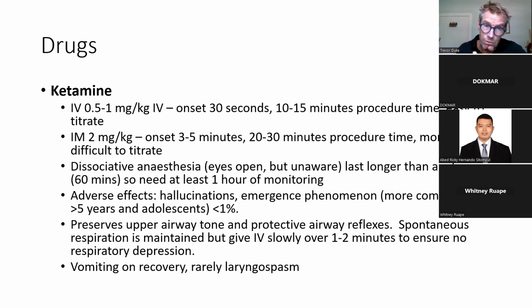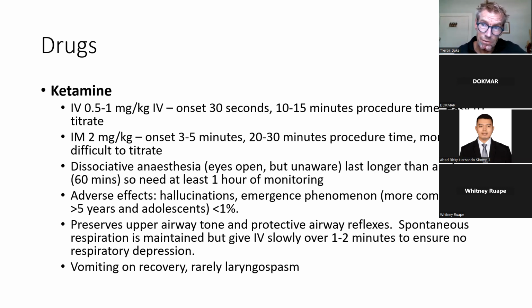And then if the 0.5 milligram per kilogram works well, then I give the other half easily, no problem. If you're giving it IM, then you need to give a double dose, 2 milligrams per kilogram. The onset is about 5 minutes after you give the IM injection, whereas with IV, you get the onset almost straight away. With IM, you get a bit longer procedure time.